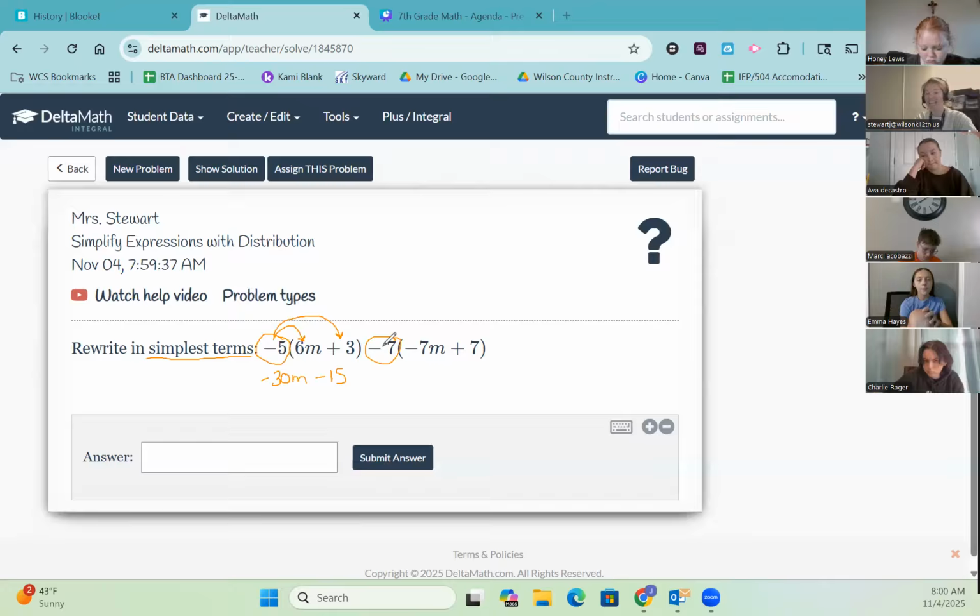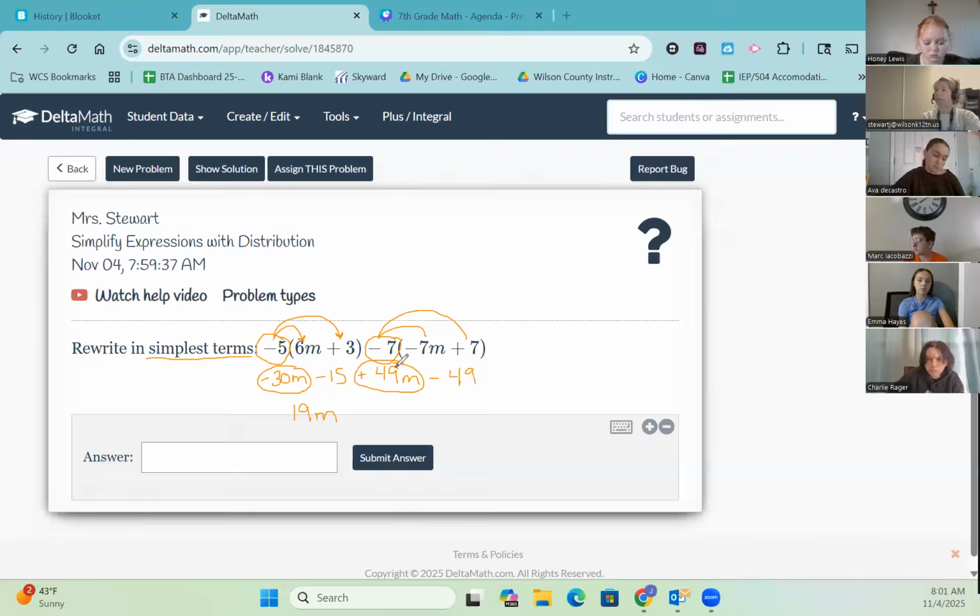Then we have negative 7 times negative 7m. That is positive 49m. And negative 7 times positive 7 is going to be negative 49. You good? Are we done? No, we are not. Okay, we have like terms. Look, negative 30m and positive 49m. That combines to be a positive 19m.